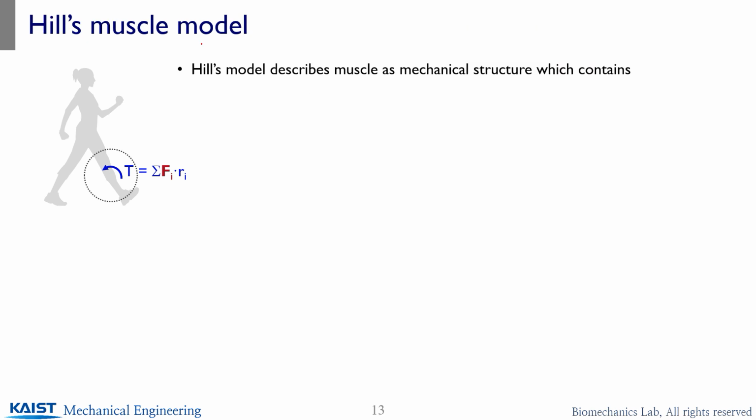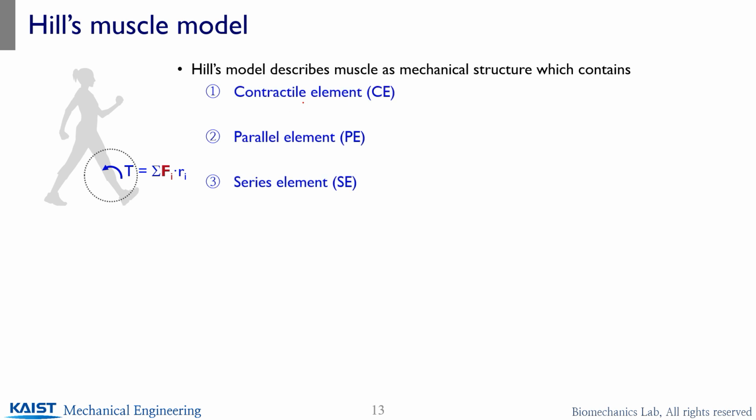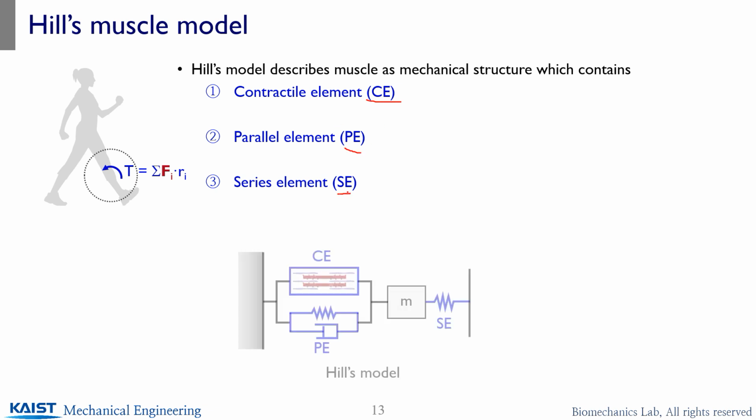Okay, there are three key components of the Hill's model representing the muscle's force generating mechanism. The first one is the contractile element, CE. There is a parallel element, PE, and there is the series element, SE. So the typical schematic for the Hill's model looks like this. There are contractile elements, mostly contributed by what? The actin-myosin sarcomere contraction mechanism. And there is a parallel component to that.